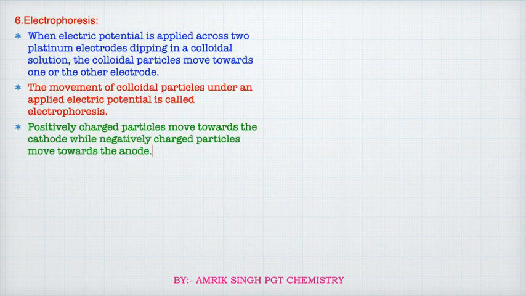Electrophoresis. What is electrophoresis? Important concept. When electric potential is applied across two platinum electrodes dipping in a colloidal solution, the colloidal particles move toward one or the other electrode. This movement of colloidal particles under an applied electric field potential is called electrophoresis. Positively charged particles move toward the cathode while negatively charged particles move toward the anode.